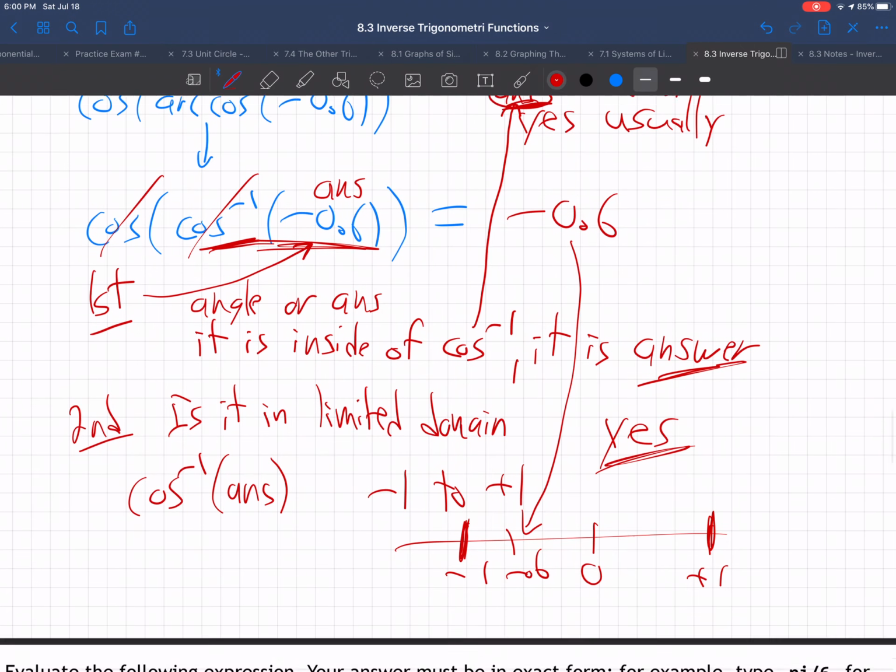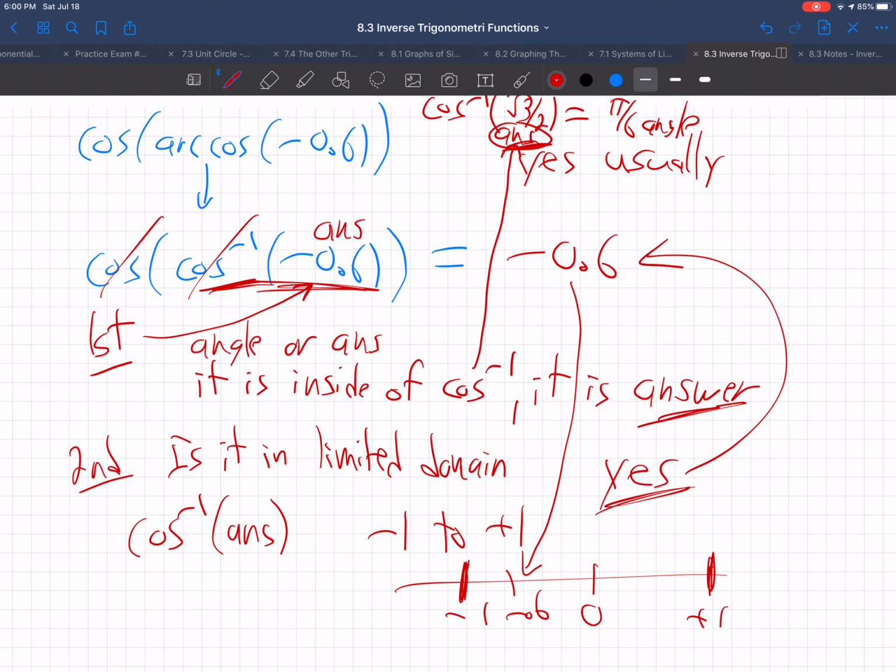So if that's the case, if it's yes, then the answer is yes, they cancel, and the answer is simply what you started with, because these guys just cancel out inside the limited domain. They just cancel out, and your answer is negative 0.6. Now, if it was not in the limited domain, it gets more complex, and that's on some other examples.